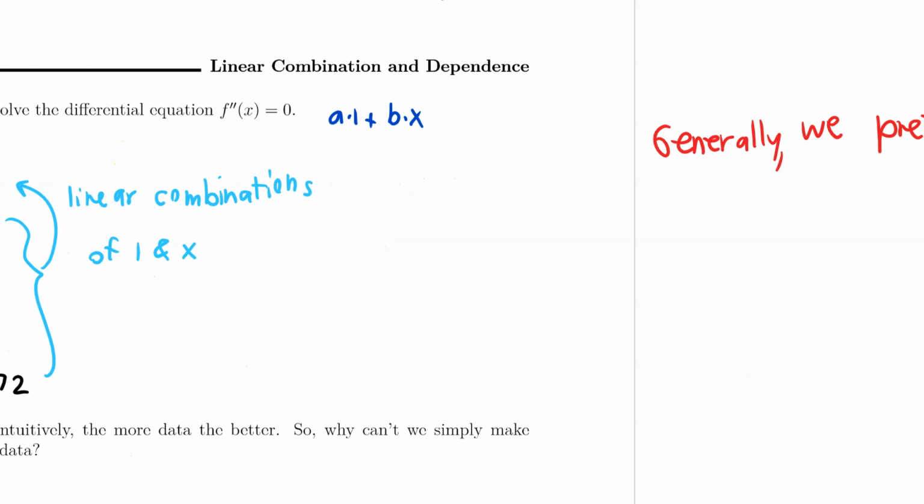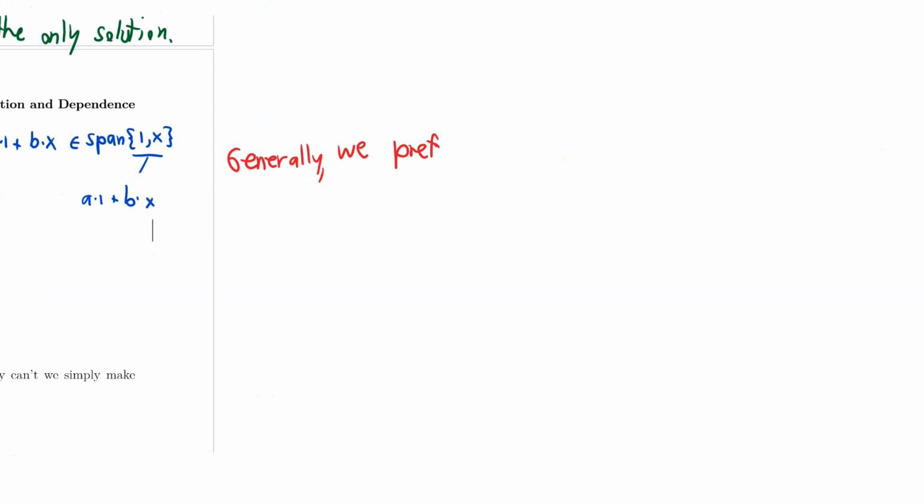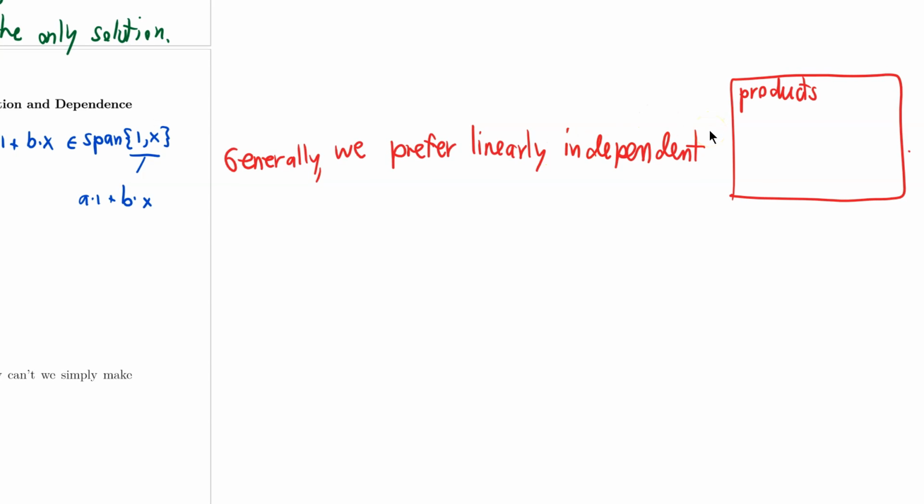And using the terminology from this lecture, I can say that these are just the elements from the span of 1 and x. Because the span of 1 and x consists of things that can be written as something times 1 plus something times x. And that's kind of what we have here. So 1 and x, these two linearly independent solutions, are all we need. So generally, we prefer linearly independent solutions.